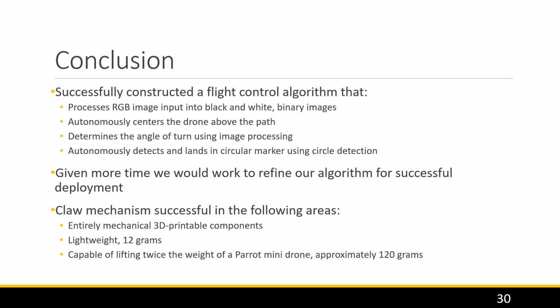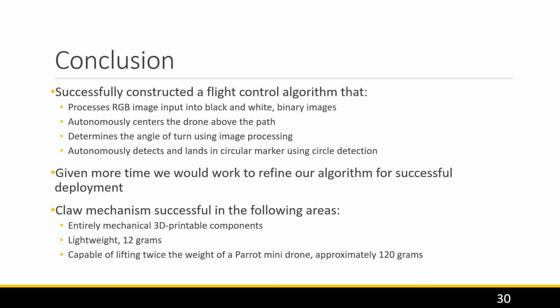We were also able to create an autonomous code that was able to center the drone above the path and also determine the angles of turn using an image processing feature. Finally, we were able to use a MATLAB function that was able to land in a circular path using circle detection. If we were given more time, the team would go back into the code and troubleshoot the problem so we could deploy the code into the mini-drone.